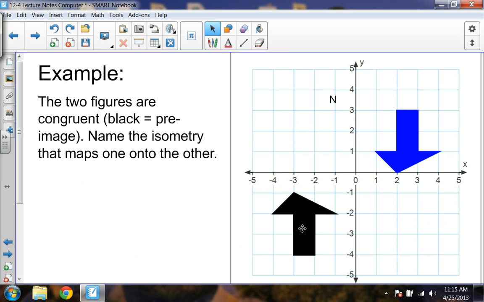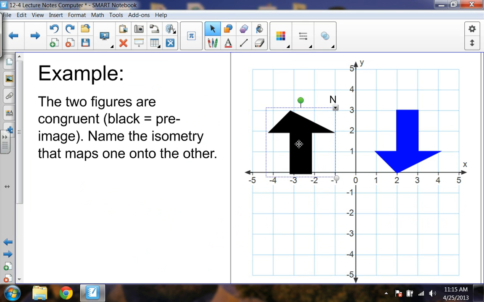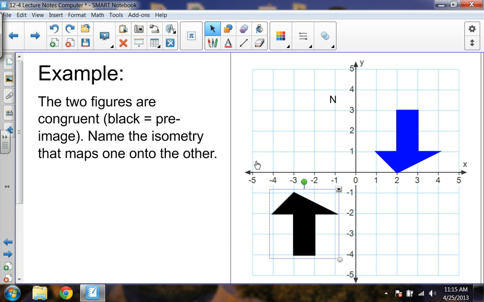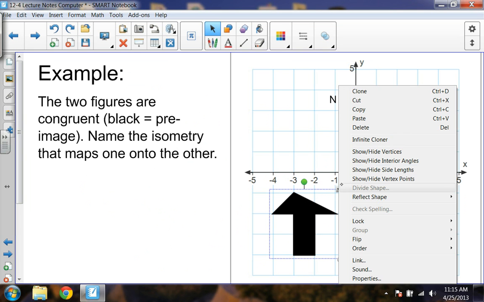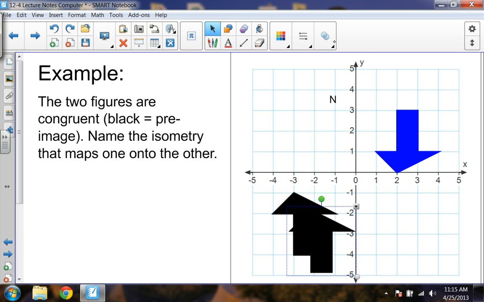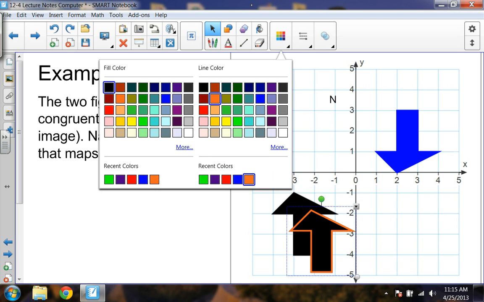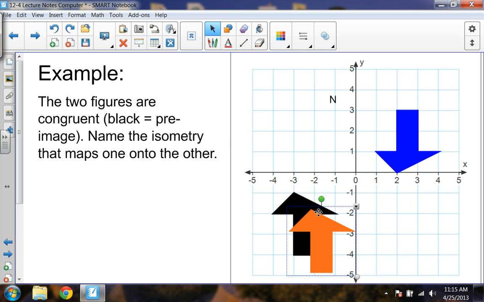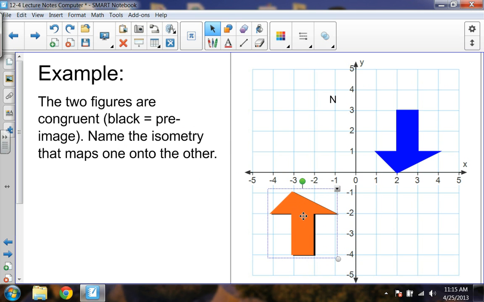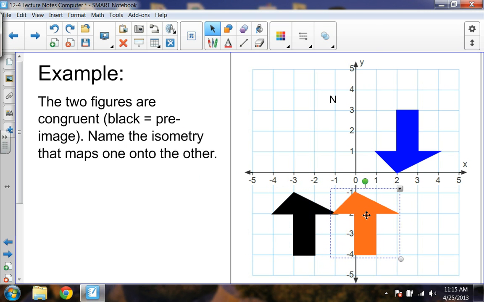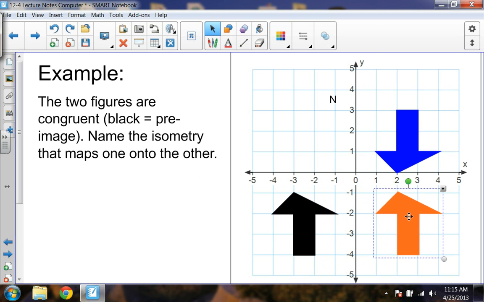So it looks like I wouldn't be translating it up this way because then I'll have to rotate it and then I'll have to reflect it. So it looks like I'll have to translate it underneath it first. So let me go and clone it. I'll make an orange one. And then I'll start translating it over. So let's translate it over to the right here. 1, 2, 3, 4. There we go. 5 units, and now I'm underneath it.